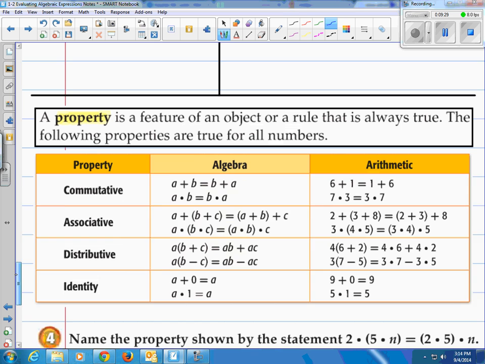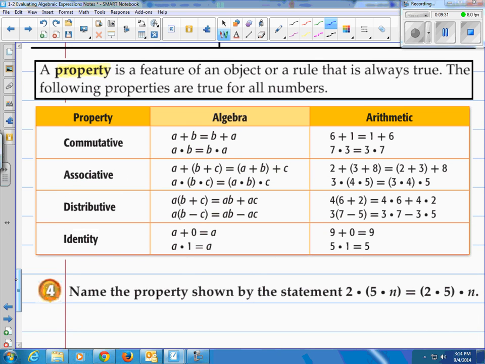Take a look at properties. A property is a feature of an object or a rule that is always true. The following properties are true for all numbers. We talked about the commutative property. I call it the switching property. You can see they just switch the order. Addition is commutative, meaning you can switch it and it's going to be the same. You've got 6 plus 1, you've got 1 plus 6.